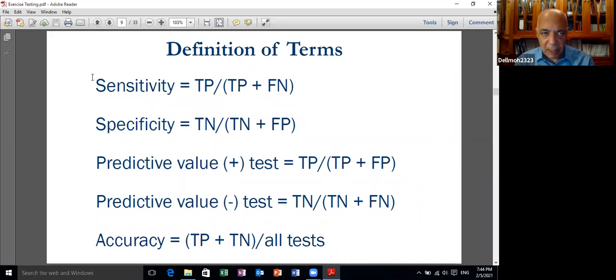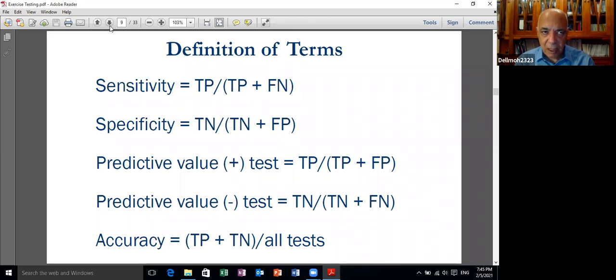So remember that as you increase the sensitivity, you decrease the false negative result. So if you get a negative result with a sensitive test, it's a true negative, no doubt about it, because there is no false negative. Specificity, as you increase specificity, then you decrease the false positive result. So if you get a positive result with a highly specific test, it's a true positive, and there is no way that it becomes a false positive.